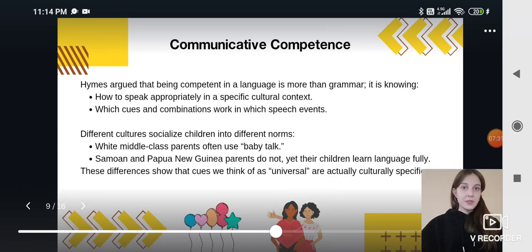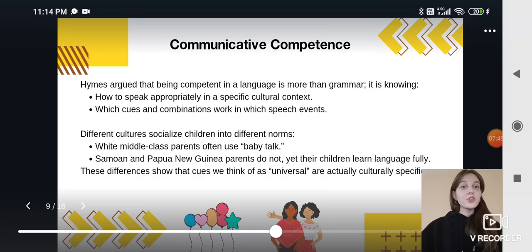Communicative competence. Hymes argued that being competent in a language is more than grammar. It is knowing how to speak appropriately in a specific cultural context and which cues and combinations work in which speech events.